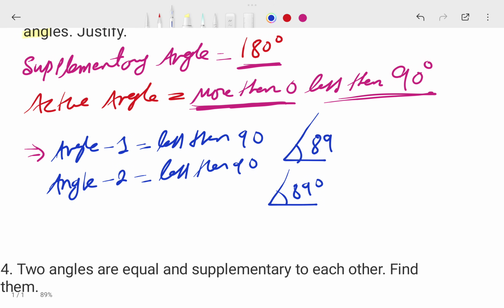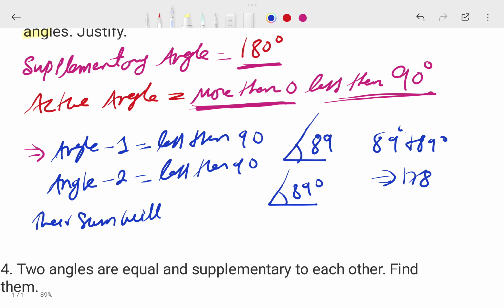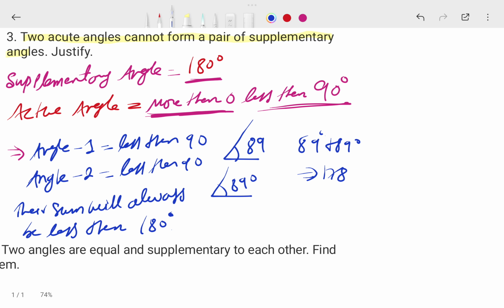The sum of these two angles is always less than 180 only. If you add 89 plus 89, how many degrees is that? It is 178. Is it 180? No. Their sum will always be less than 180 degrees.